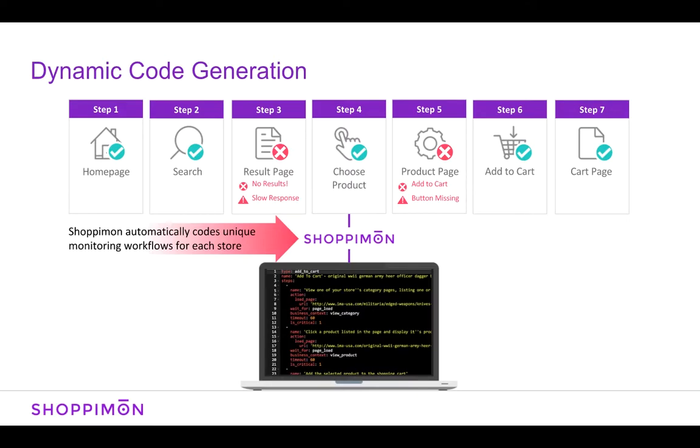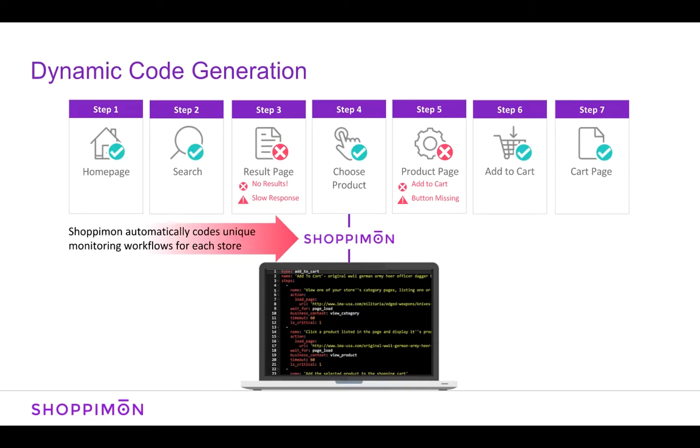Each scenario follows one of these workflows and is written automatically in a language called YAML. There are 4 default scenarios. The first is a home scenario, where we check the home page and make sure that it's working correctly. Then we have a search scenario, where we're searching for a particular query and making sure that results appear.